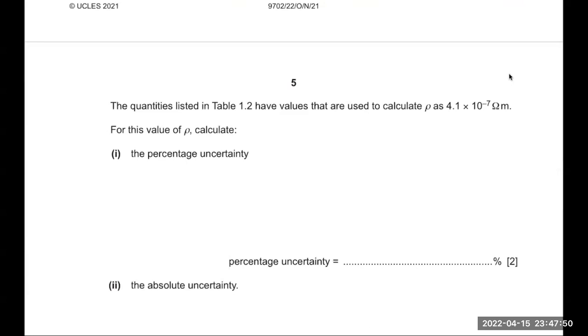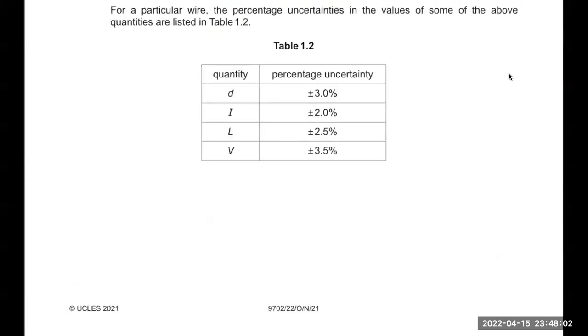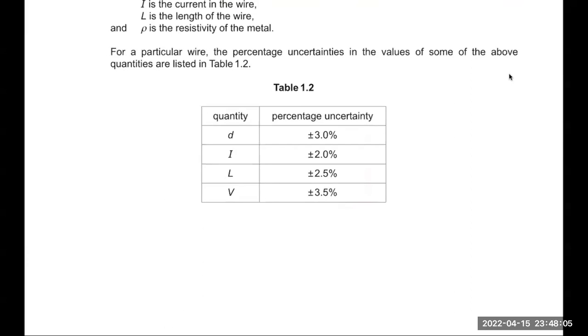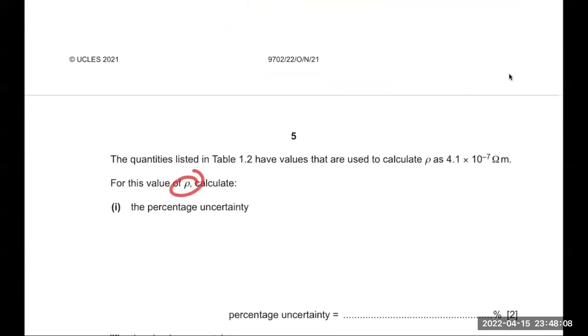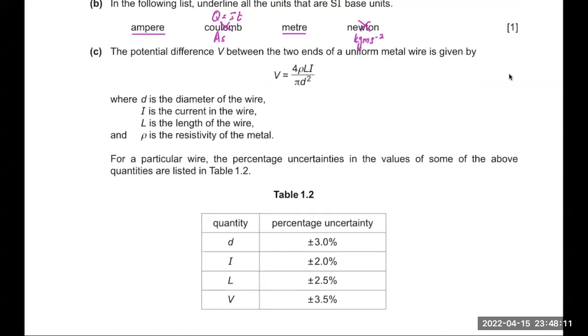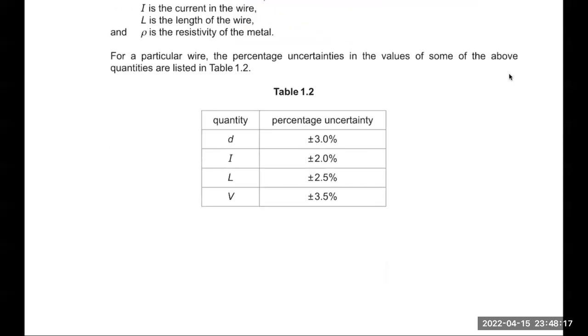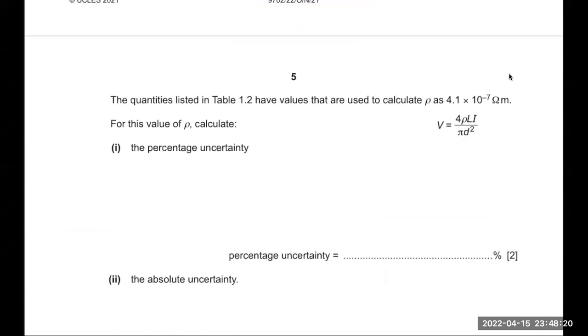The quantities listed in Table 1.2 have values that are used to calculate rho as 4.1 times 10 raised to the power minus 7 ohm meter. For this value of rho, calculate the percentage uncertainty. So using the percentage uncertainties given here, they want us to calculate the percentage uncertainty in rho. And they've given us a formula for that. Let's copy it down first so that we have it right in front of us. Let's rearrange to make rho the subject of the equation. Rho is equal to V pi d squared upon 4 L I.